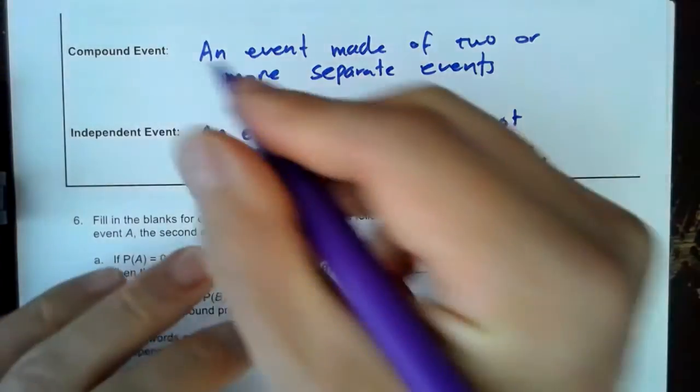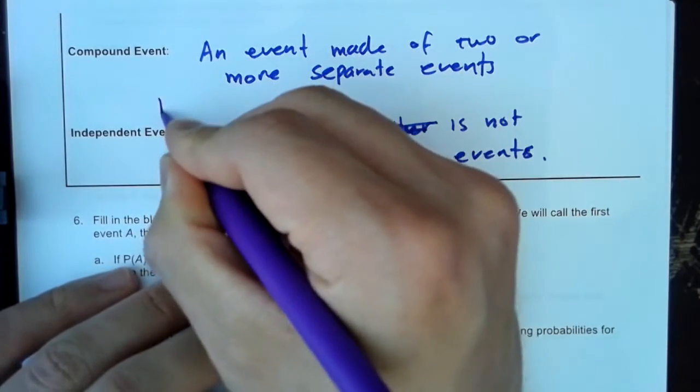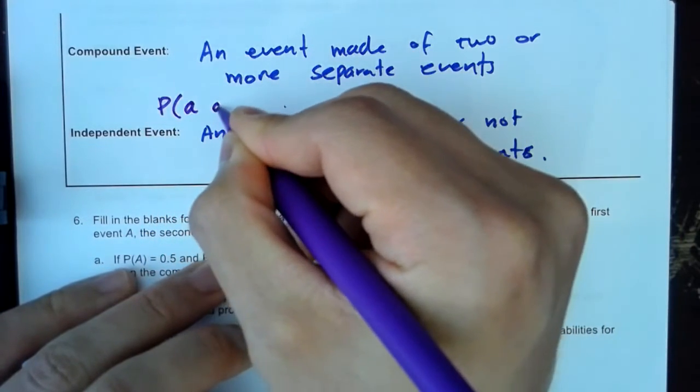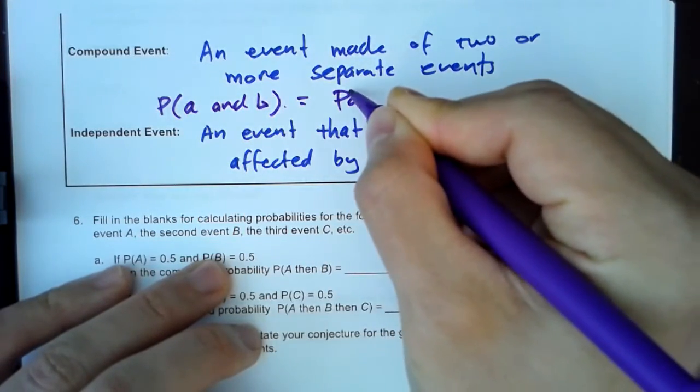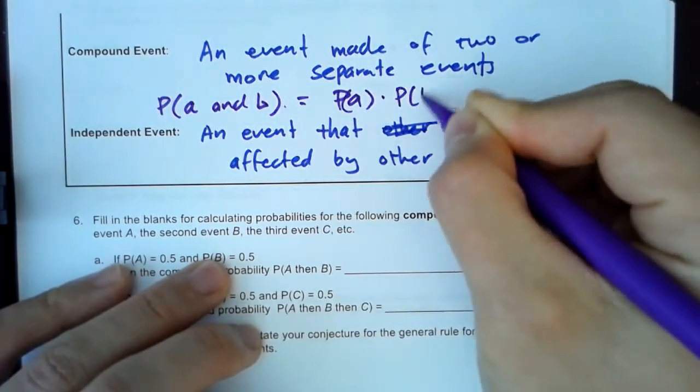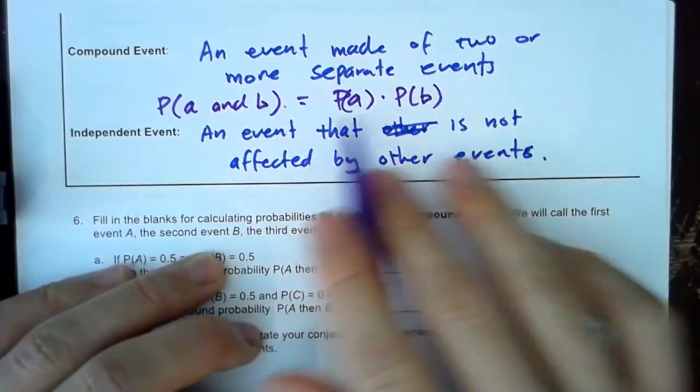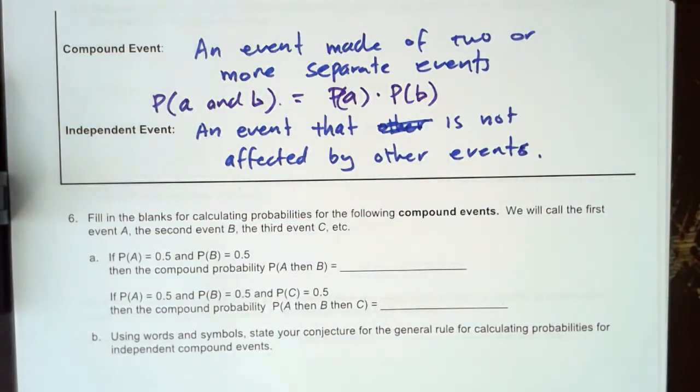And then for a compound event, I want you to write the probability of A and B is equal to the probability of A times the probability of B. You just have to multiply the two probabilities together.